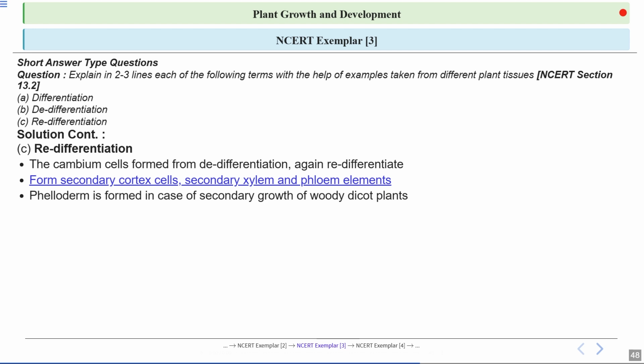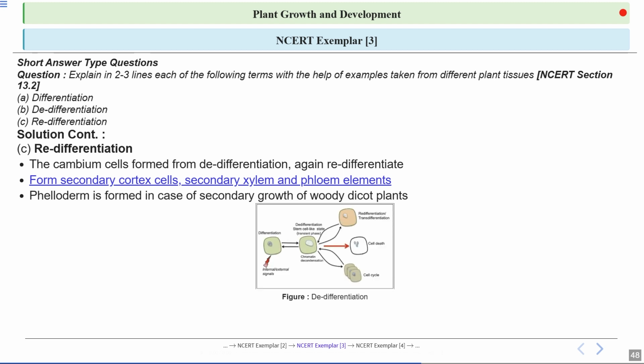Phelloderm is again another example. Phelloderm is formed in the case of secondary growth of woody dicot plants, right?